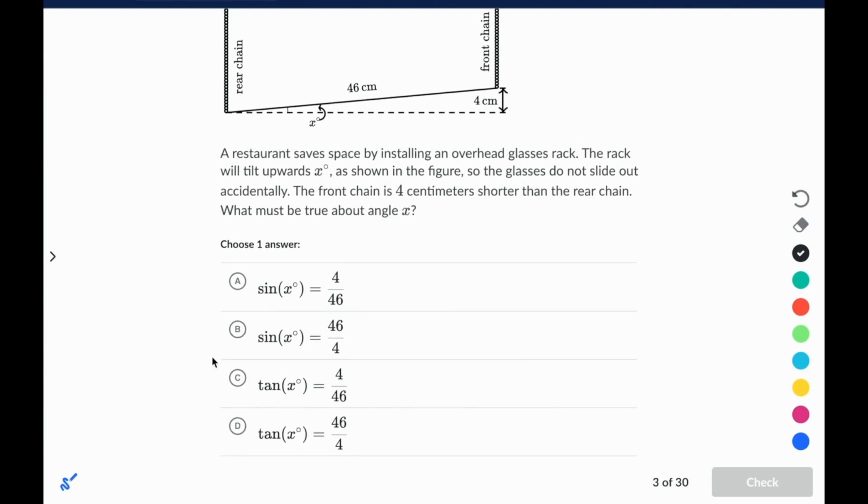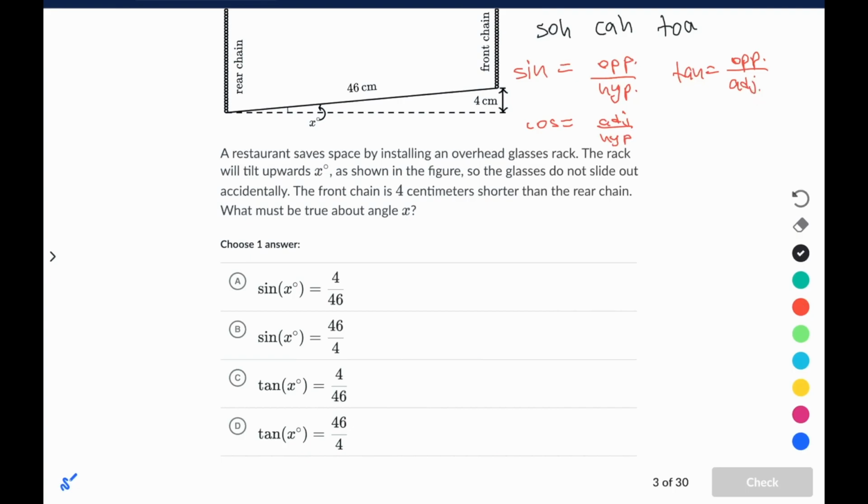So, okay, we have sines and tangents. So let's find the sine and the tangent of x. So we know SOH CAH TOA. So this means that sine is opposite over hypotenuse. Cosine is adjacent over hypotenuse. And tangent is opposite over adjacent.